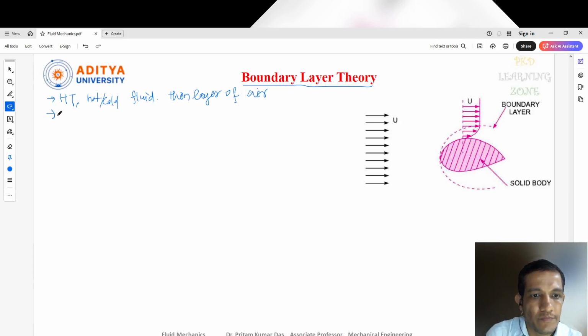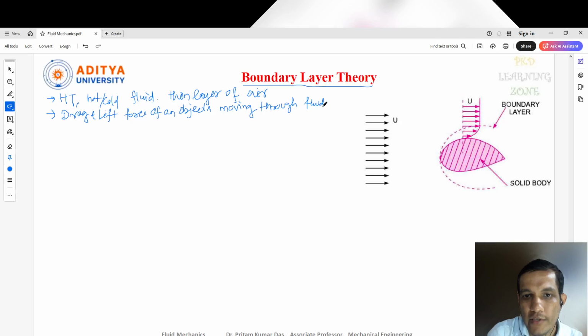And similarly, I'll give another example of this, like the drag force and the drag and lift force of an object, of objects which are moving through fluids, or simply you can say the drag and lift of an object when it is moving through the fluids.